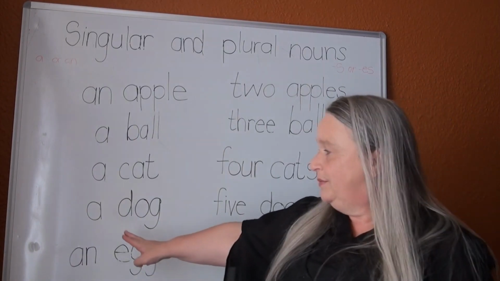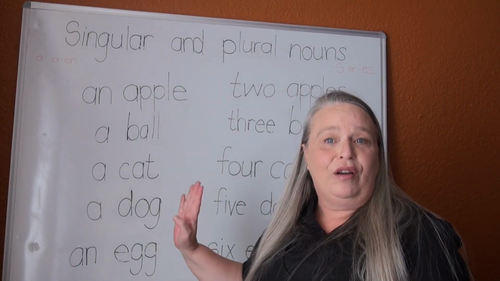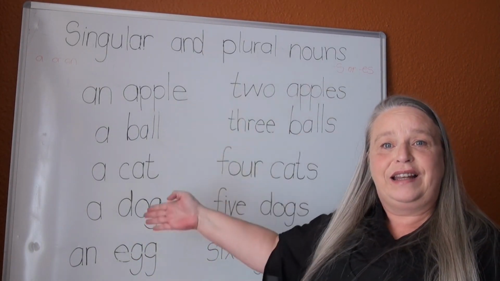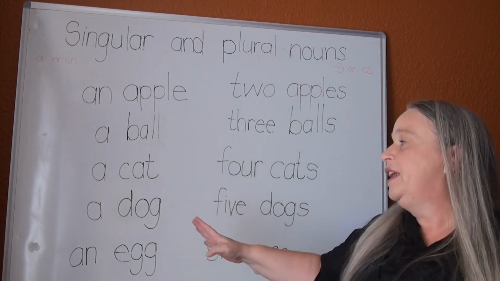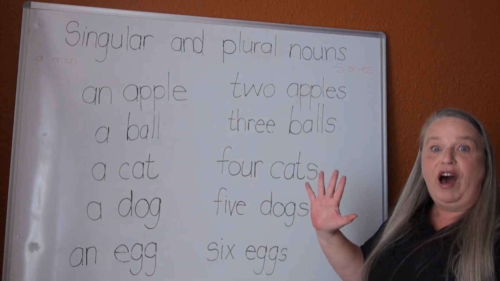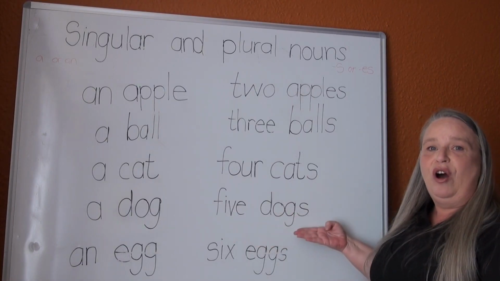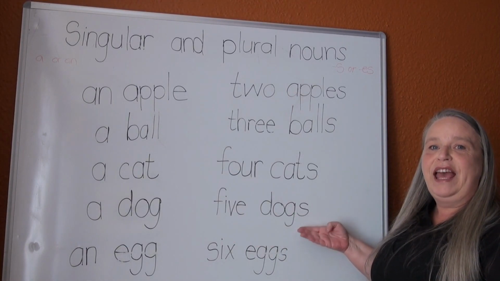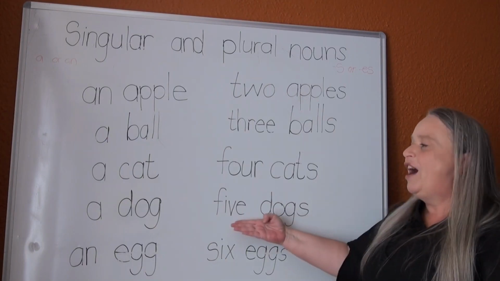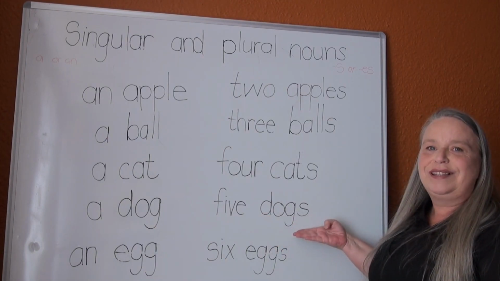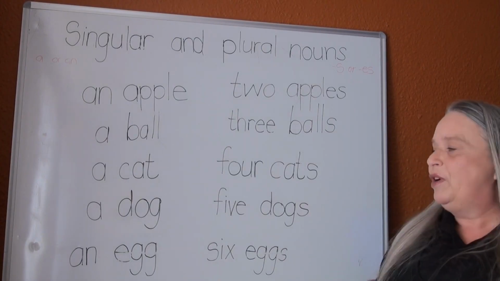A dog. One dog. Singular noun. Now let's look at when we have five dogs. Five dogs. Please repeat after me and don't forget the S. Five dogs. And let's look at the last one.